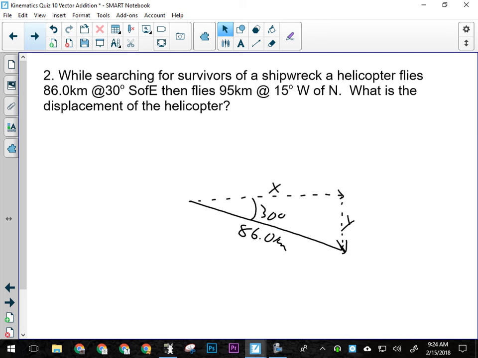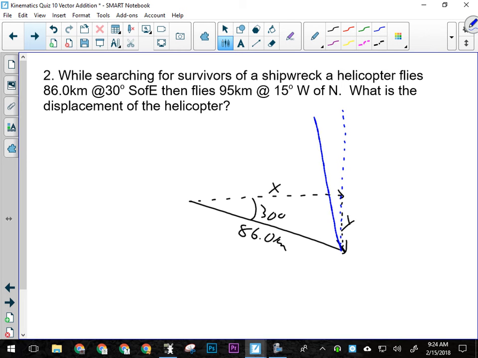All right, my second vector is west of north, 15 degrees, and it's 95 kilometers. So it's actually longer than this vector that I just drew. All right, so I'm going to use blue for that one and give myself a reference line that's north, and it's only 15 degrees, so it's a narrower triangle. So here's x, here's y, there's my 15 degrees. This is 95 kilometers. Which means my overall displacement, give them a mark for that drawing.